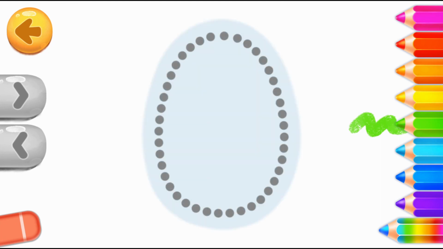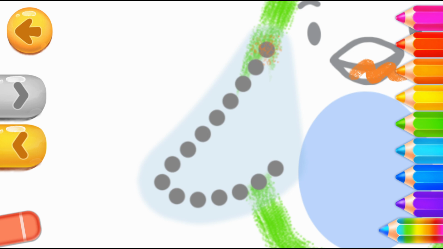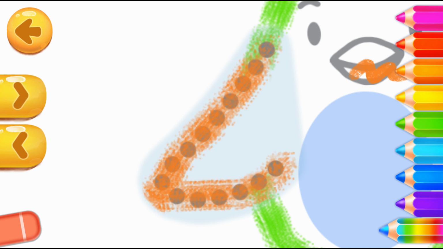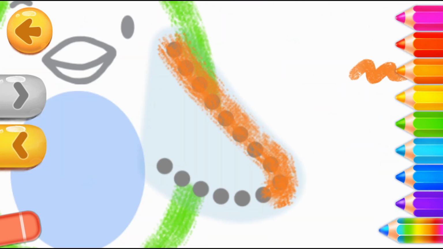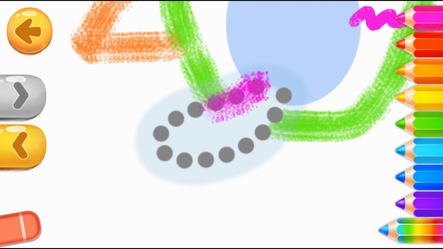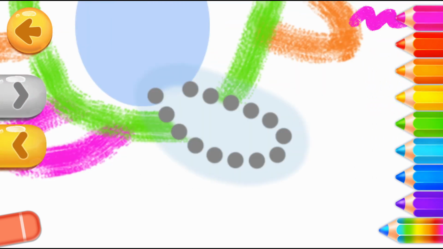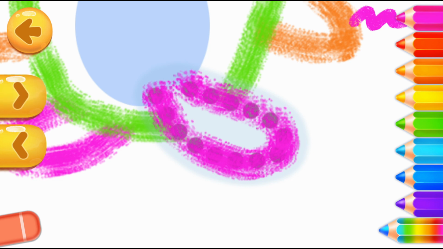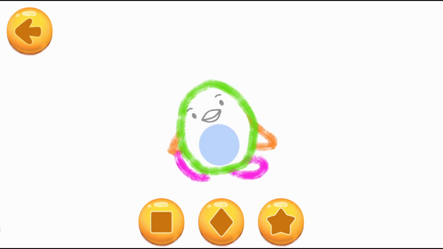Penguin is an unusual bird. The body of the penguin looks like an egg, but can swim. Now draw a wing, or is it a fin? Add a second wing. Draw the penguin paws. Look what a funny penguin you got. Look what a funny drawing.